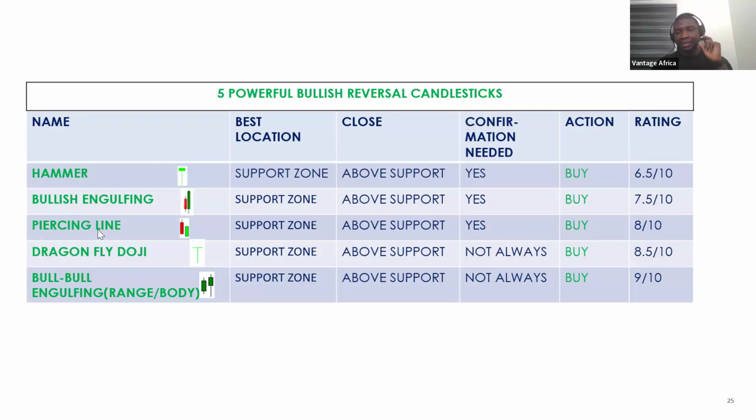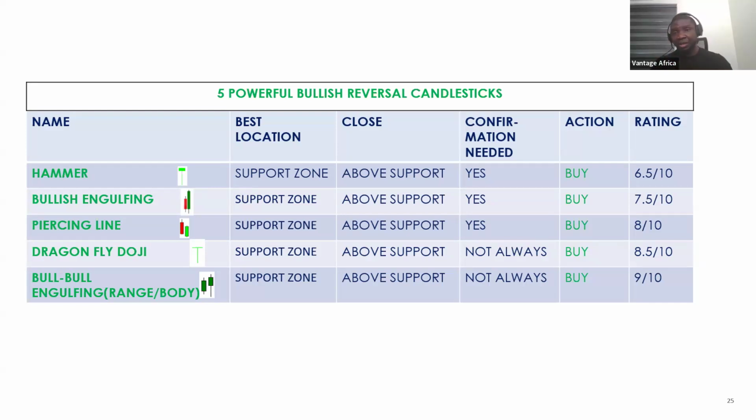The third one is what we call the piercing line. A piercing line is another type of candlestick pattern that gives a bullish signal. Now, how does it appear? You have a red candlestick coming down, then followed by a green candlestick that is coming up, but tends to go beyond 50% of the previous red candle. So it engulfs the previous red candle just beyond 50% of its length. So that's a way to know a piercing line.